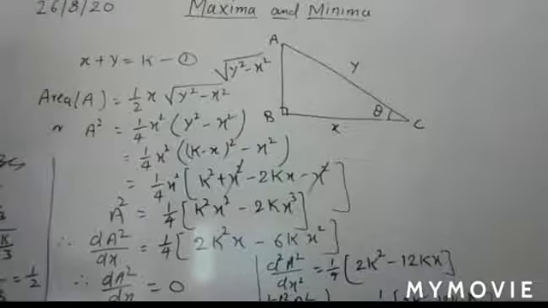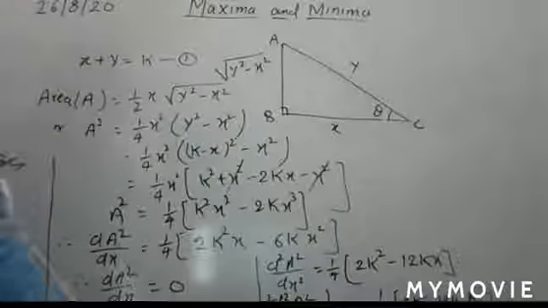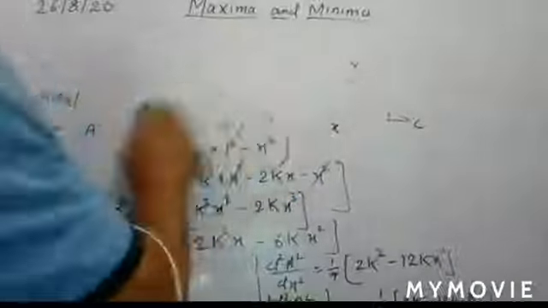Clear? The base of this cuboid is given here. It is a square, and the volume of that cuboid is also given. So that is taken as constant, and you have to show that it is a cube in that case.